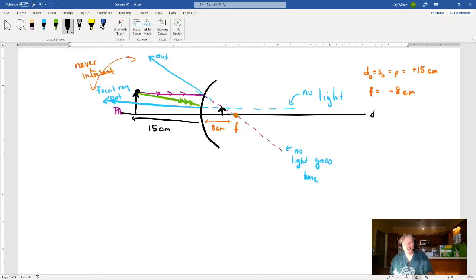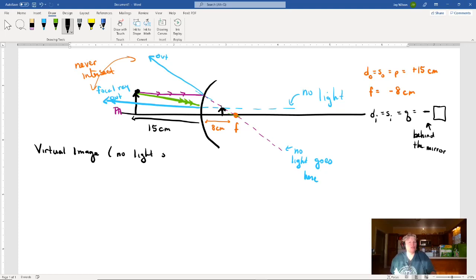So our image distance is going to be a negative value. We don't know that yet, but it's going to be a negative value of some sort, and it's going to be negative because it is behind the mirror. So let's go ahead and classify these and do the math that goes with this problem. So it is a virtual image, because there is actually no light source behind the mirror.